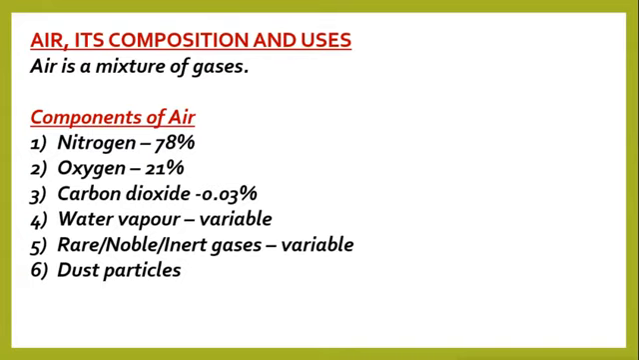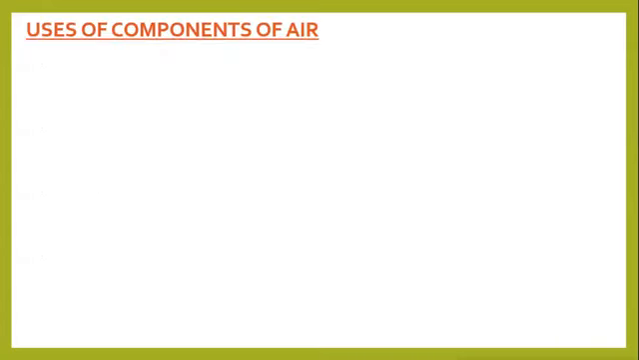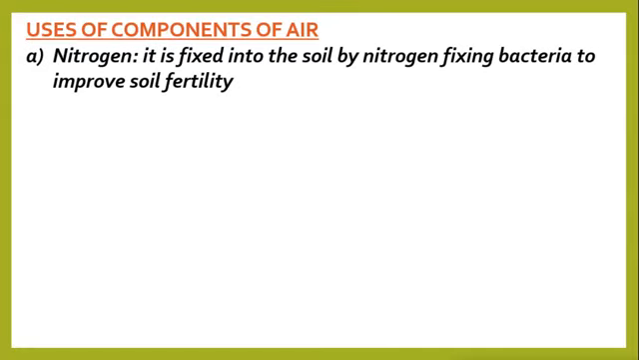Now, what are the uses of some of the components of air? Of course, components are very useful. Let's take nitrogen. Nitrogen as a gas is fixed into the soil by nitrogen fixing bacteria, like azotobacter bacteria. They fix nitrogen into the soil to improve the soil fertility. So nitrogen is an important plant nutrient.